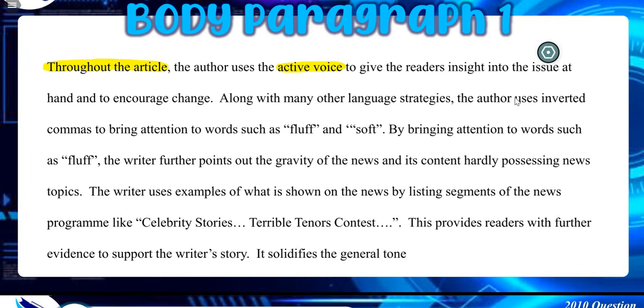Then I said, along with many other language strategies, the author uses inverted commas to bring attention to words such as fluff and soft. And those are my examples, and the strategy I said was the use of inverted commas, right? By bringing attention to words such as fluff, the writer further points out the gravity of the news and its content hardly possessing news topics, right? Then I said the writer uses examples of what is shown on the news by listing segments of the news program like celebrity stories and terrible tenors contest, all right? Pay attention to the fact that I used these 3 dots here, right?